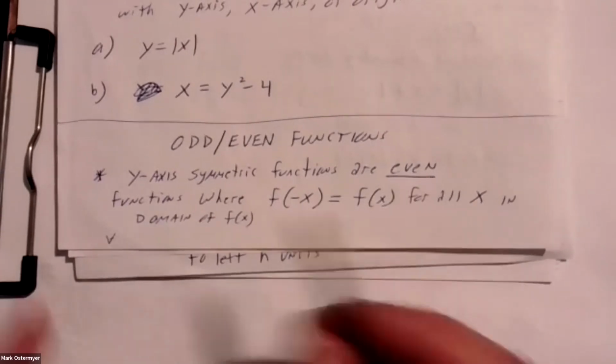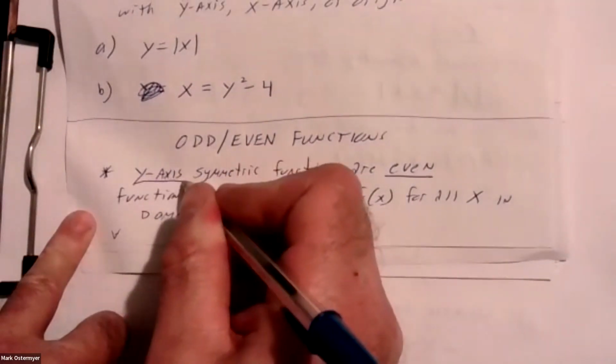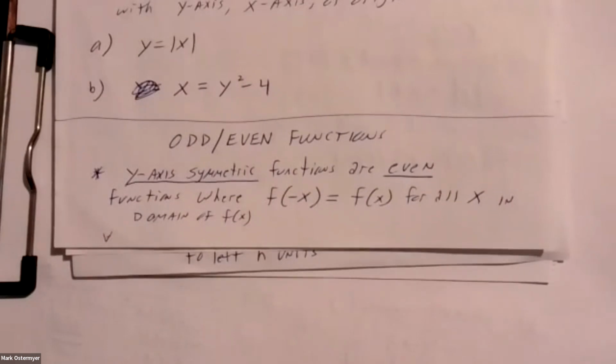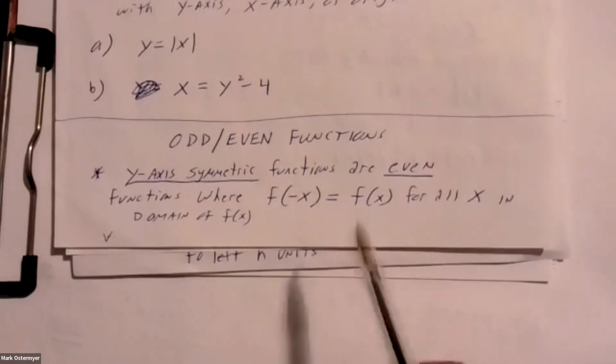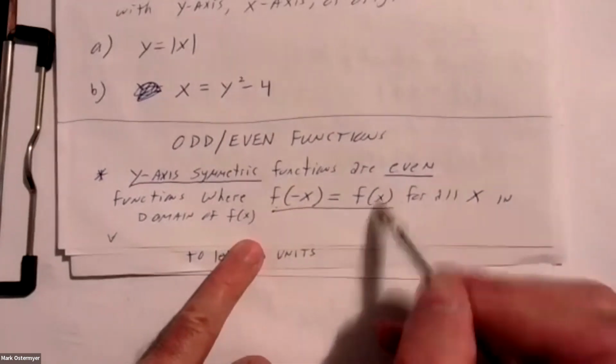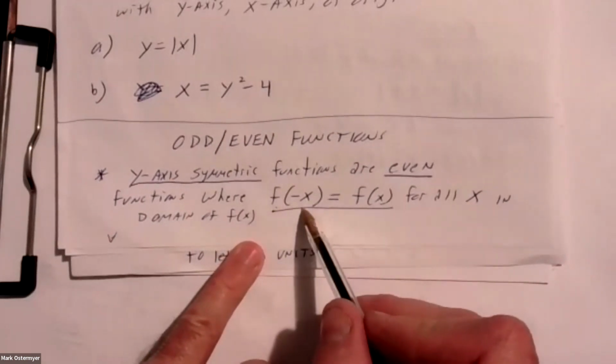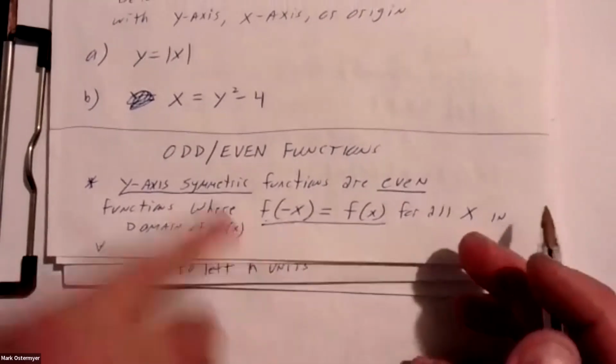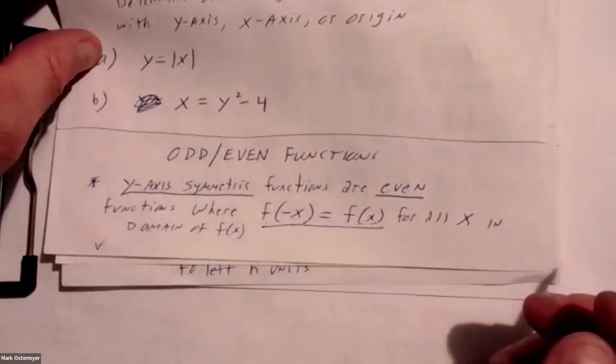If that's the case, then we have what's called an even function. And even functions are always symmetric with respect to the y-axis. Notice that. Okay. So even functions are always symmetric with respect to the y-axis. And this is the definition of what it means for a function to be even. If you evaluate a function at negative x and get back the function value at positive x, it's an even function.